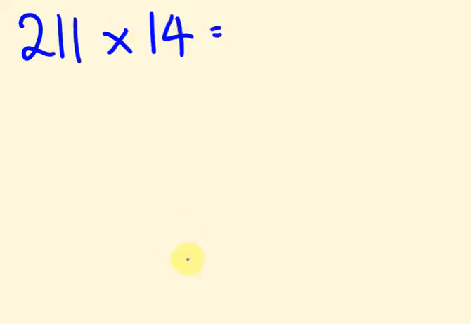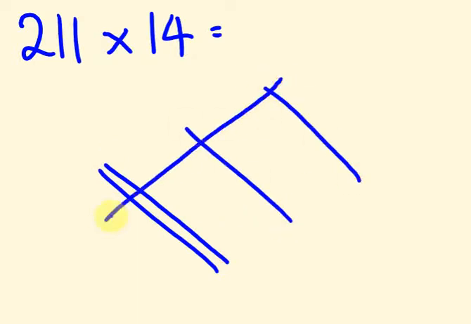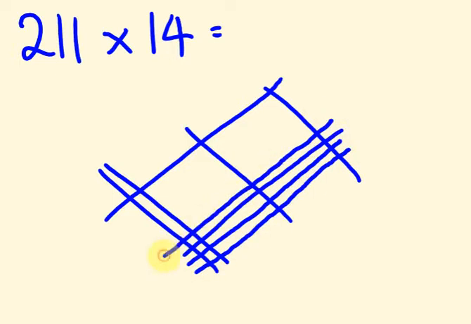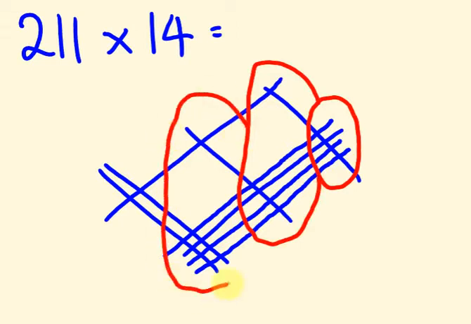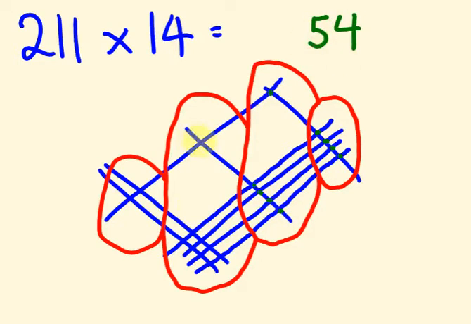So the way I do it, left to right, is 211: 1, 2, and 1, 1, times 14: 1, 1, 2, 3, 4. This one you're going to be a little bit more careful separating up. We're going to have these ones here, these ones here, these ones here, and these ones here. Okay, so let's see how many intersections we have. We have 1, 2, 3, 4. We have 1, 2, 3, 4, 5. We have 1, 2, 3, 4, 5, 6, 7, 8, 9. And we have 1, 2. Our answer, 2,954.